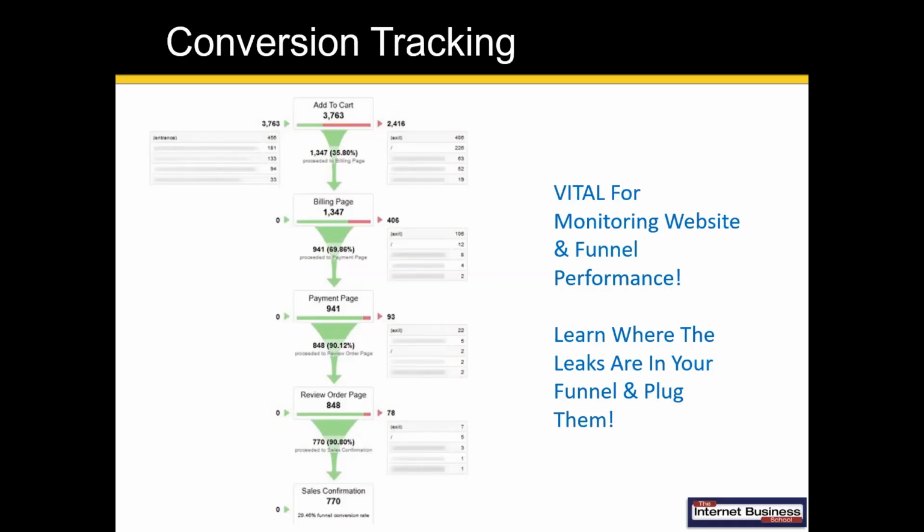You've got 770 at the bottom, sales confirmations, but 848 people reviewed the order page. So there was still a 78 drop off, right? 10% of people dropped off at the last stage. I'm looking at the bottom of the screen there. And then the payment page. Again, about 10% fell off, because there's a 90.12% throughput there.